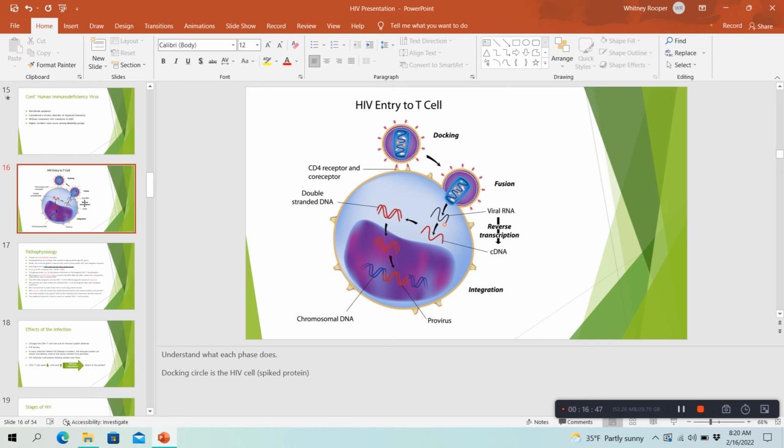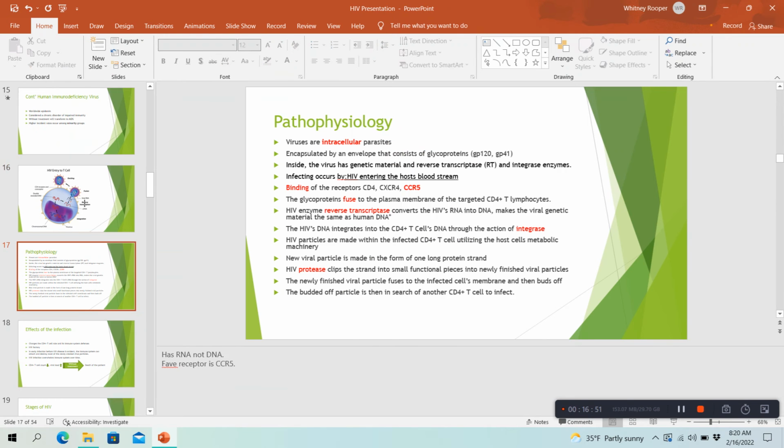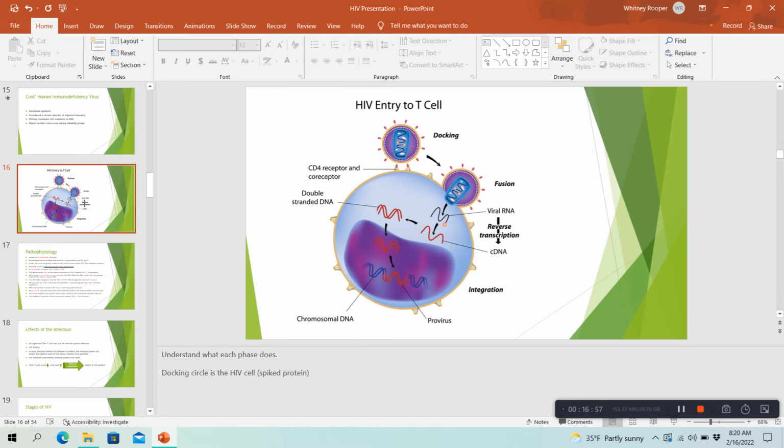So here it is, it's fused. And then we have where it converts, so you can kind of go back and forth on those to kind of go in order. So then it converts from RNA to the DNA, the copy DNA. And the reason why it does that is that way our cell doesn't reject it, because if it stays as an RNA, what can it do?